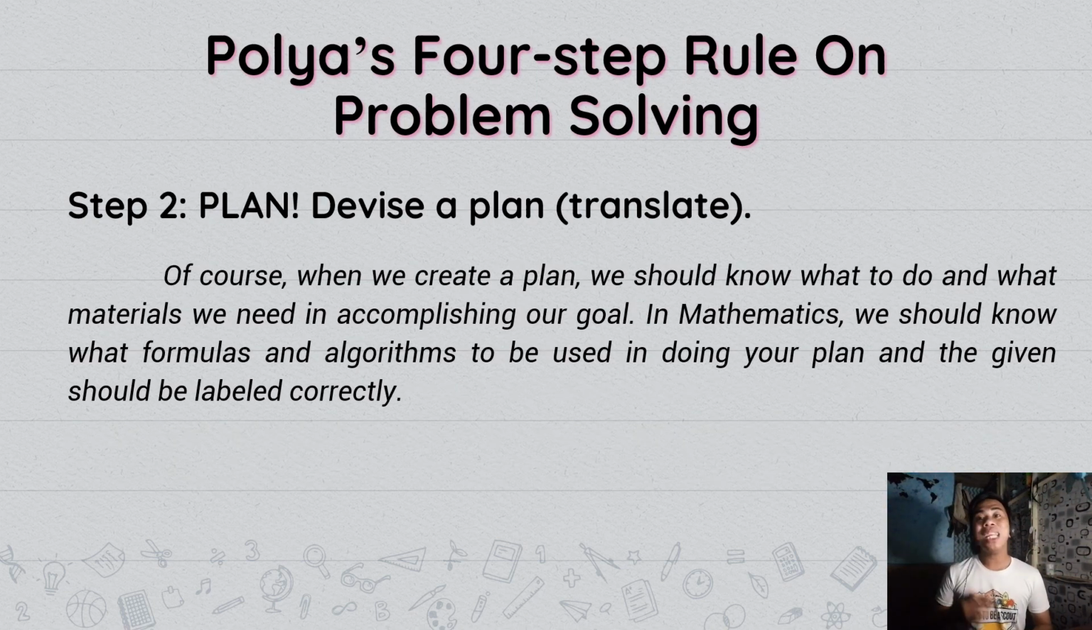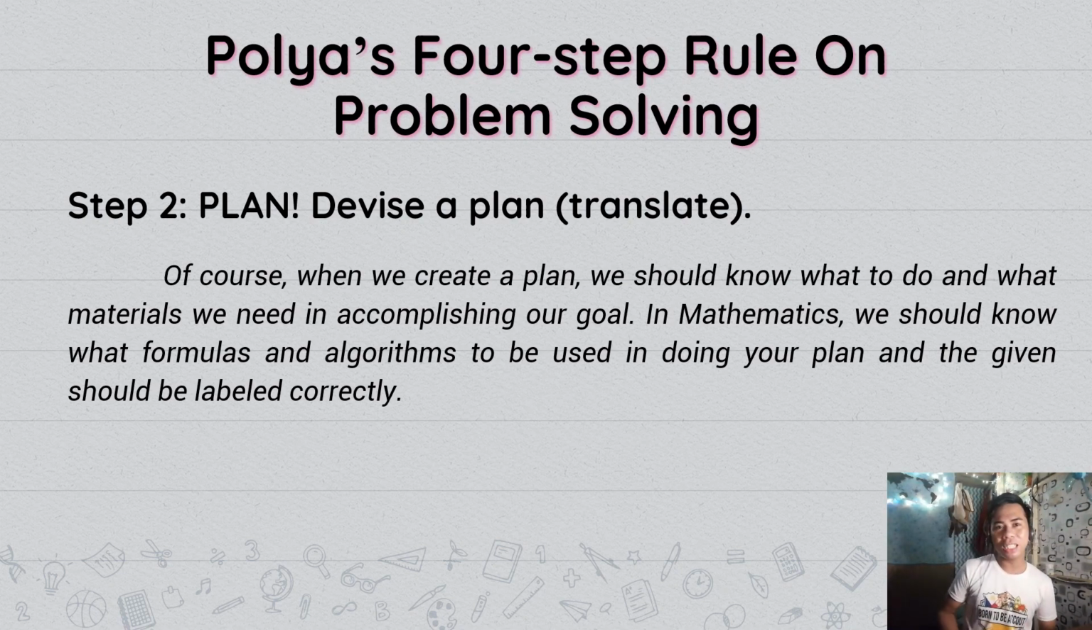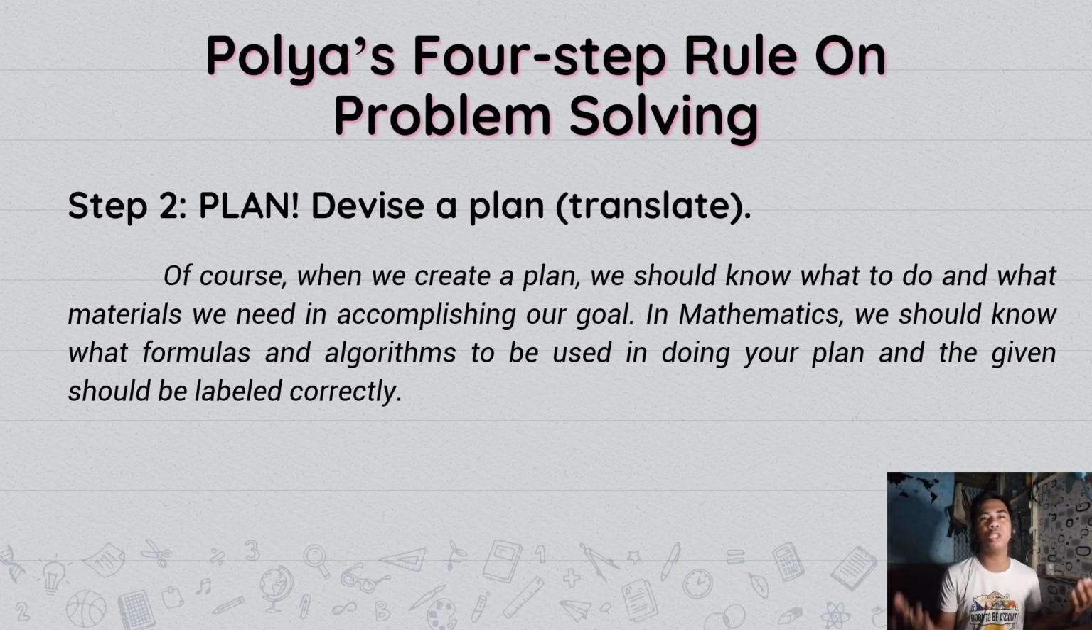For step 2, we need to have a plan. We need to devise a plan or to translate. Of course, when we create a plan, we should know what to do and what materials we need to accomplish our goals. In mathematics, we should know what formulas or algorithms to be used in doing your plan, and the given should be labeled correctly. So you need to have a procedure. You need to have a formula. You need to have all the ingredients or all the given for you to solve, right? So that is in our plan. We need to devise a plan, and we need to get the right things for our plan.